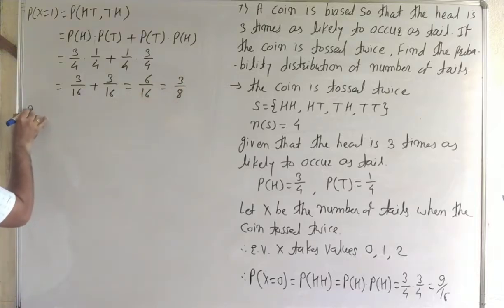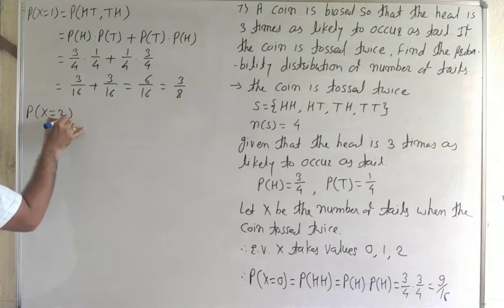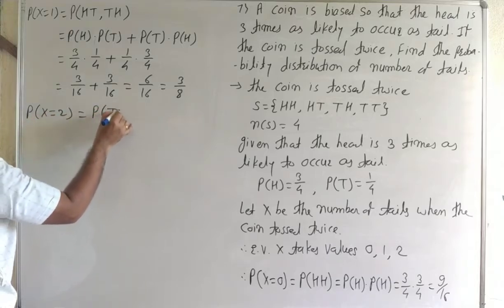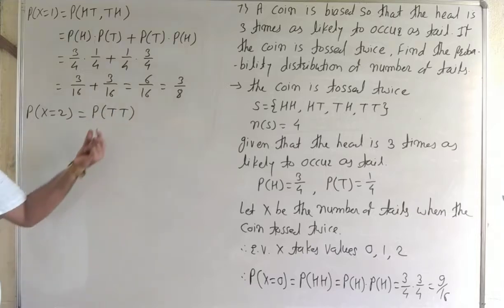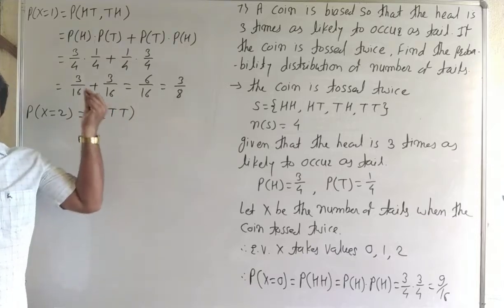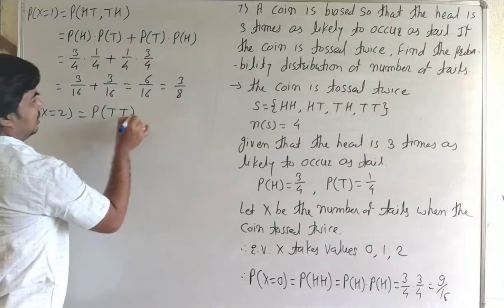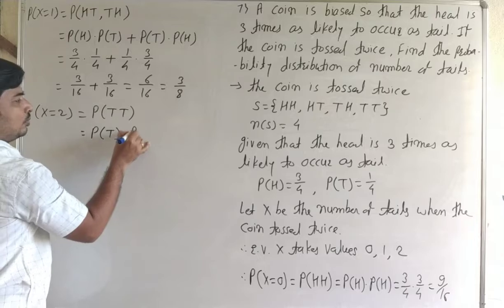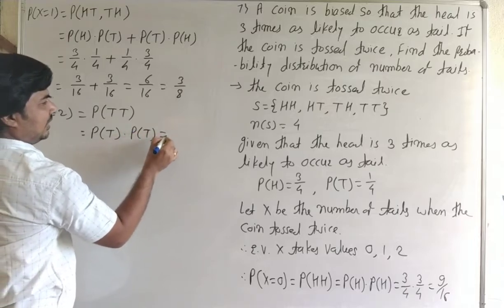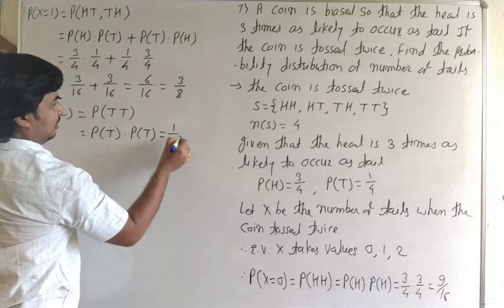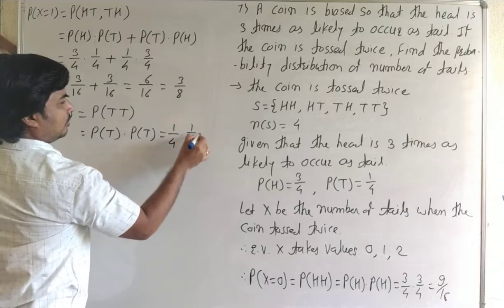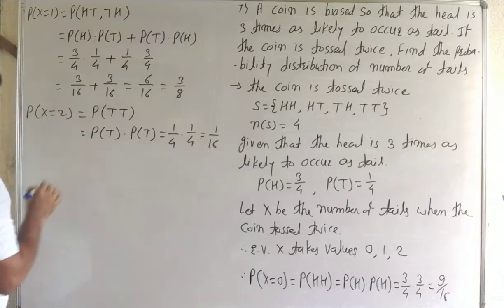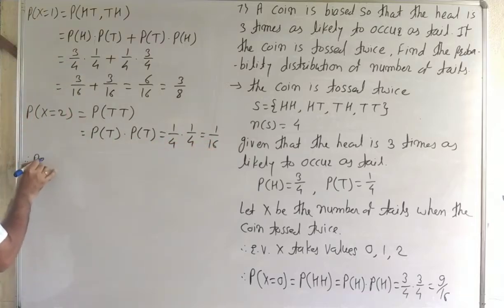Now last, probability of X is equal to 2. X is the number of tails, 2 tails, when both are tails. Here first we get tail and the second we get tail. Therefore it is probability of tail into probability of tail, which is 1 by 4 into 1 by 4, and that is 1 by 16.